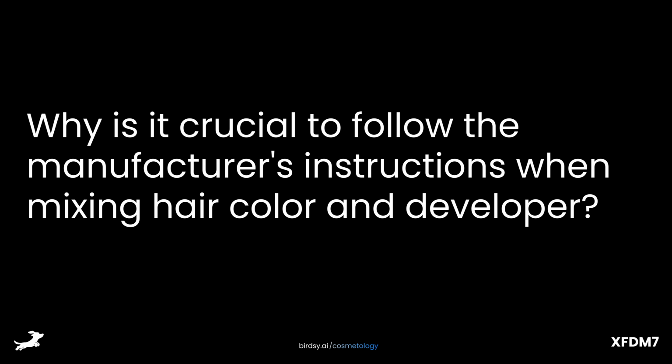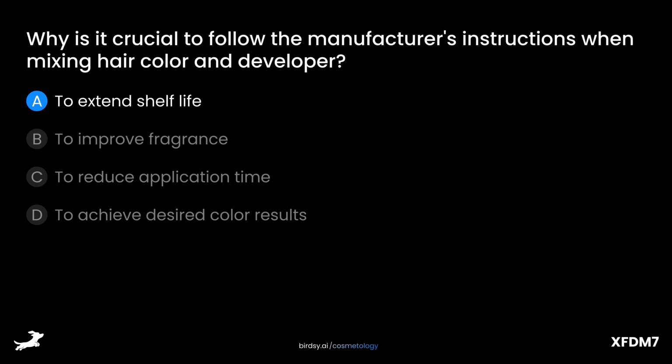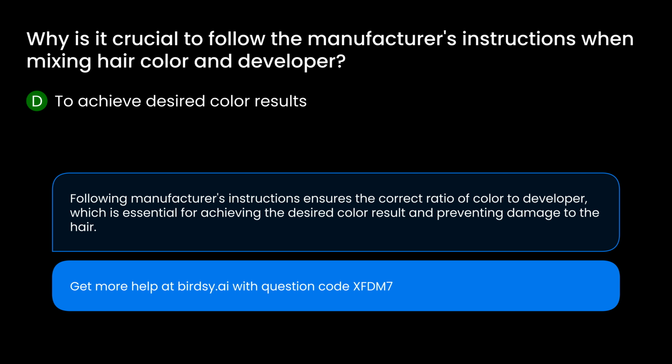Why is it crucial to follow the manufacturer's instructions when mixing hair color and developer? Is it A, to extend shelf life, B, to improve fragrance, C, to reduce application time, or D, to achieve desired color results? The answer is D, to achieve desired color results. Following manufacturer's instructions ensures the correct ratio of color to developer, which is essential for achieving the desired color result and preventing damage to the hair.